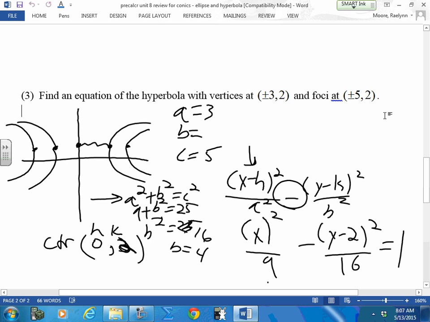Okay, wait one second, guys. It says 9 plus b squared equals 25. Subtract the 9, b squared is 16, so b is 4. That's where this came from right here. All we needed to find was b squared. B squared goes right here. Okay, thank you.